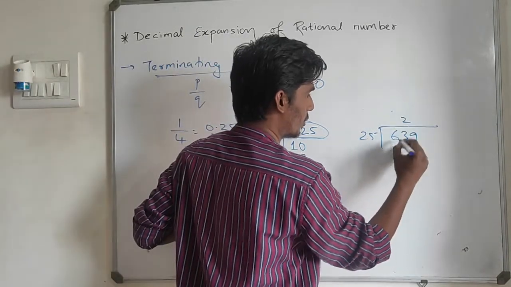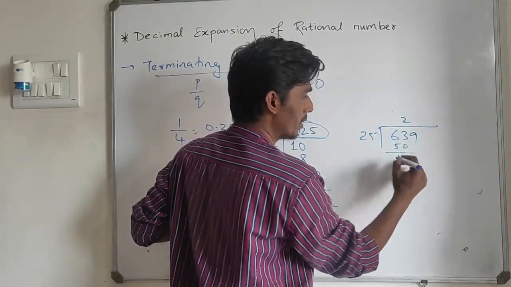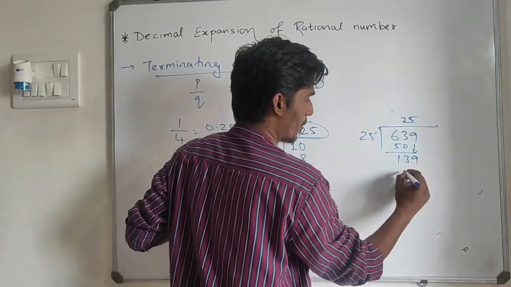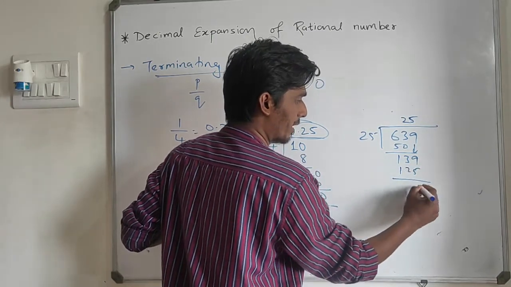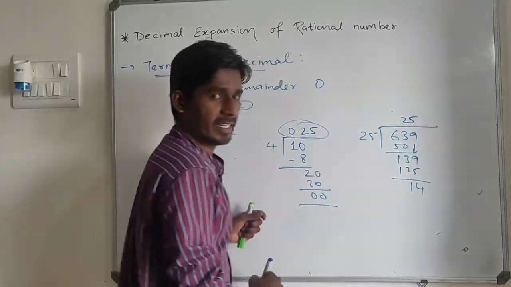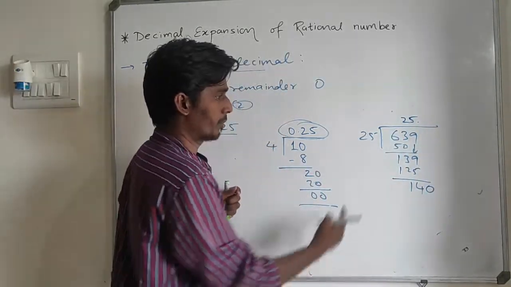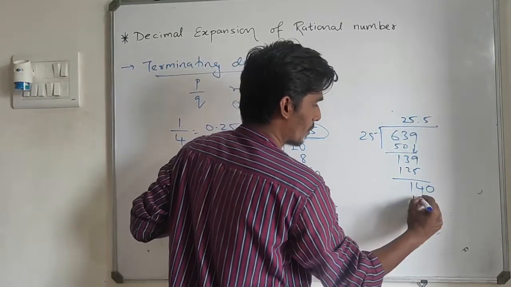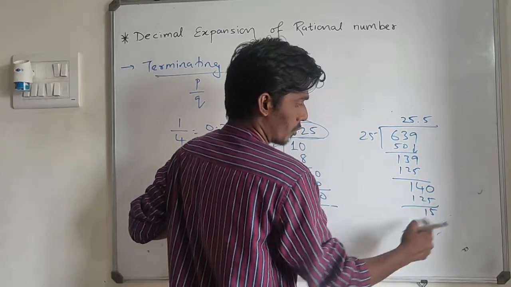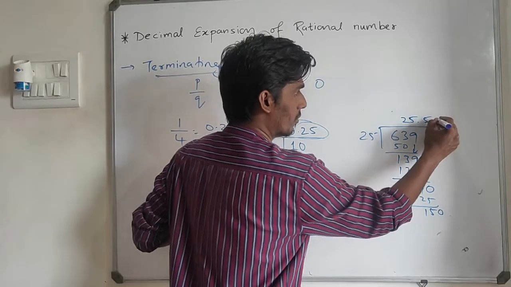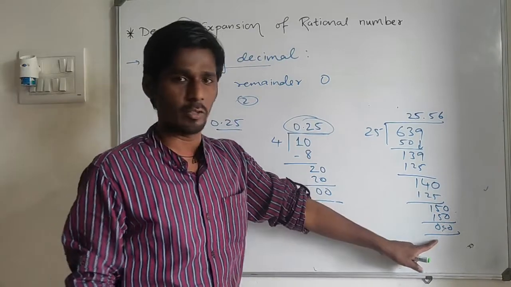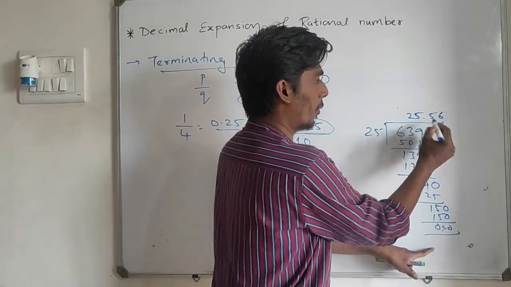If we take one more example, take 639 divided by 25. 25 twos are 50, the remainder will be 13. Carry this 9 here, so 25 fives are 125. 9 minus 5 is 4, 1. Now the steps will not move, so I have to take the decimal point here. So here 140. 25 fives are 125. What is the remainder here? 15. Again if I take 0, 150: 25 sixes are 150. So I am getting 0 as the remainder, and here I got 25.56.